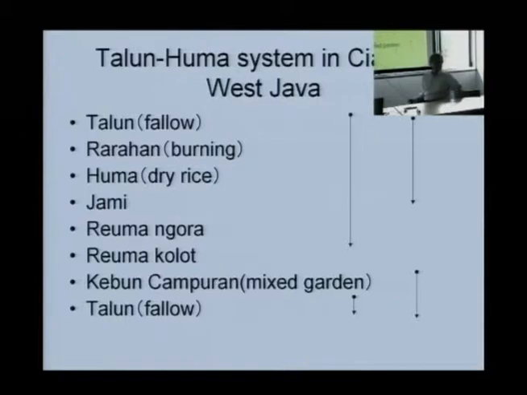Last March, we had a symposium on the Talun system in our center, and we invited a lot of people from Padjadjaran University also, and other people. And they talked about Swidden agriculture in Southeast Asia. In Laos also, we found, Laos is a socialist country, of course. So the government controls the land use.